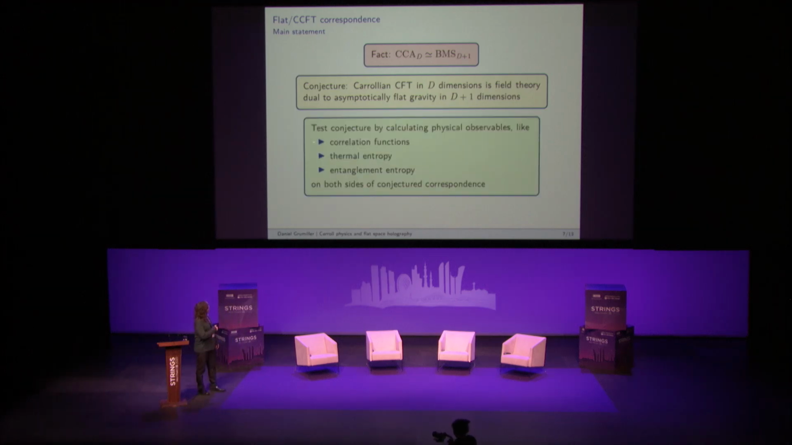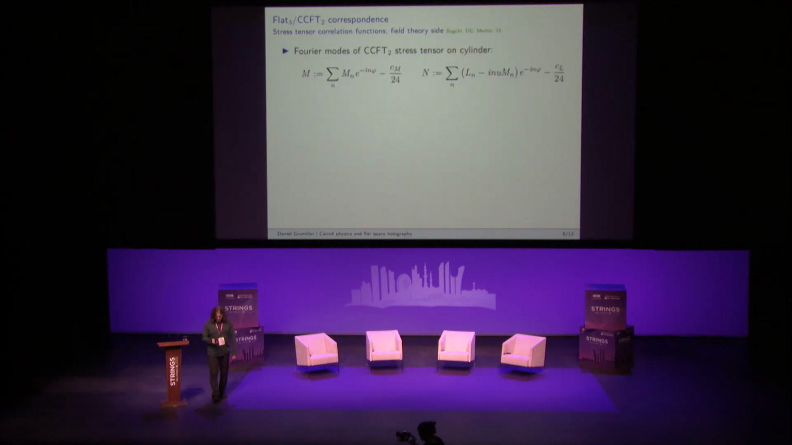Okay, so to test this conjecture, we should calculate physical observables like correlation functions, and establish a Gubser-Klebanov-Polyakov-Witten type of dictionary, thermal entropy, entanglement entropy on both sides of this conjectured correspondence. And I'll focus in the remainder of my talk mostly on 3 bulk dimensions. So I'll show you one such example, namely stress tensor correlation functions.